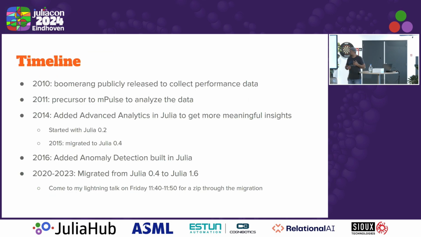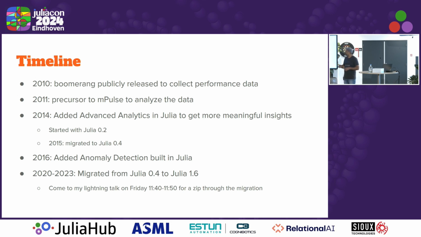So in terms of the timeline, just to give an idea of the maturity of the project and why not everything is written in Julia, because if I looked at it now, I'd say everything except the JavaScript part could have been written in Julia. But we started in 2010. Julia didn't really exist at that time. I publicly released Boomerang just to collect web performance data. There was no backend for it, so you would install it on your own site. You would collect data in your HTTP access logs and do something with it.